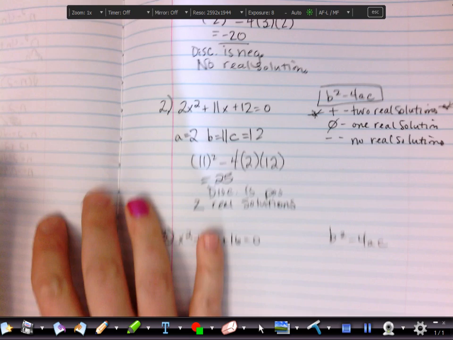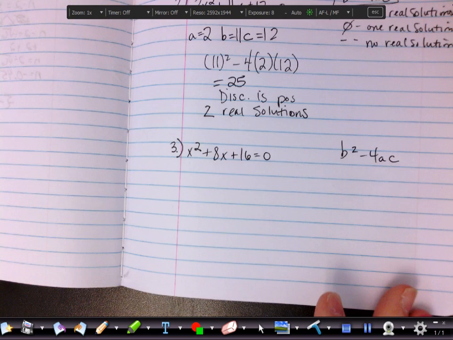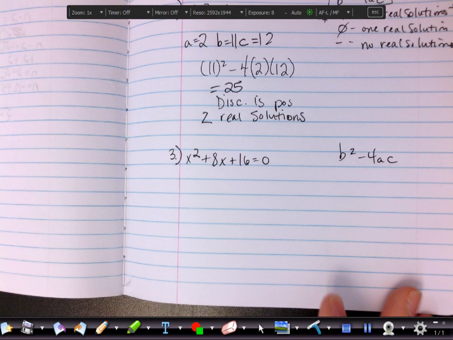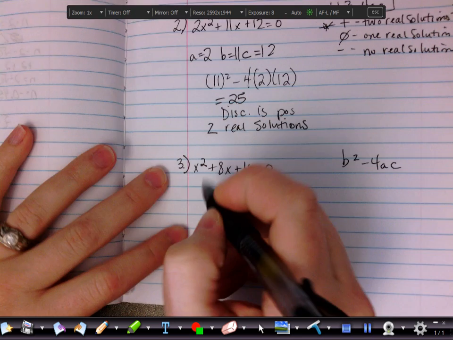All right, go ahead and get down number 3. It's x squared plus 8x plus 16 equals 0. And again, I've written down my formula for finding the discriminant, b squared minus 4ac. You can never write it enough. Hopefully it'll get it into your head and you'll actually have it memorized. So I'm going to go ahead and list my a, b, and c.